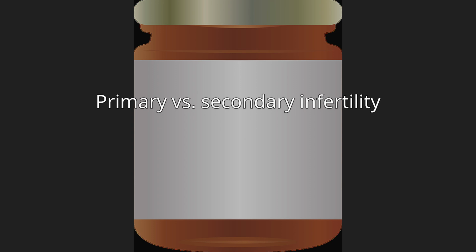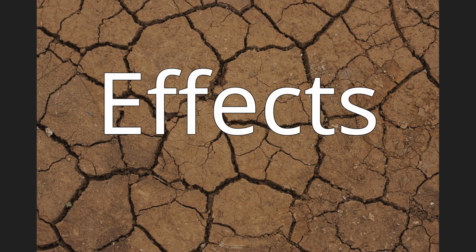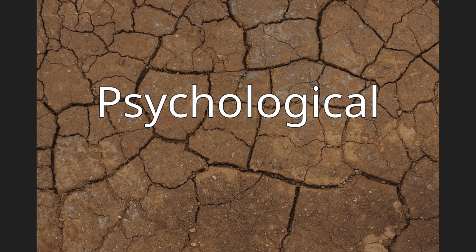Secondary infertility is defined as the absence of a live birth for women who desire a child and have been in a union for at least 12 months since their last live birth. Thus, the distinguishing feature is whether or not the couple have ever had a pregnancy that led to a live birth. Effects. Psychological. The consequences of infertility are manifold and can include societal repercussions and personal suffering.